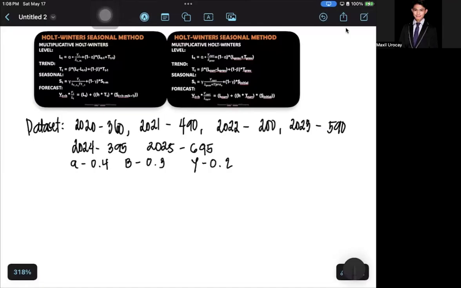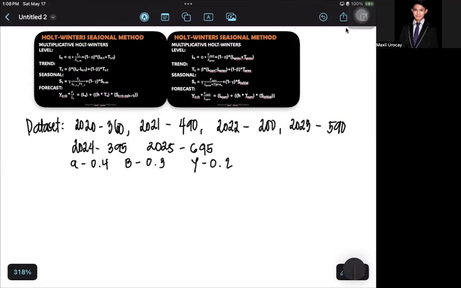Okay, so in this video, we'll illustrate how the multiplicative Holt-Winters seasonal method works. We have a data set from 2020 up until 2025, with parameters 0.4, 0.3, and 0.2. The initialization will be different here than for the additive method, for the seasonality only, but for the level and trend it will be the same thing.